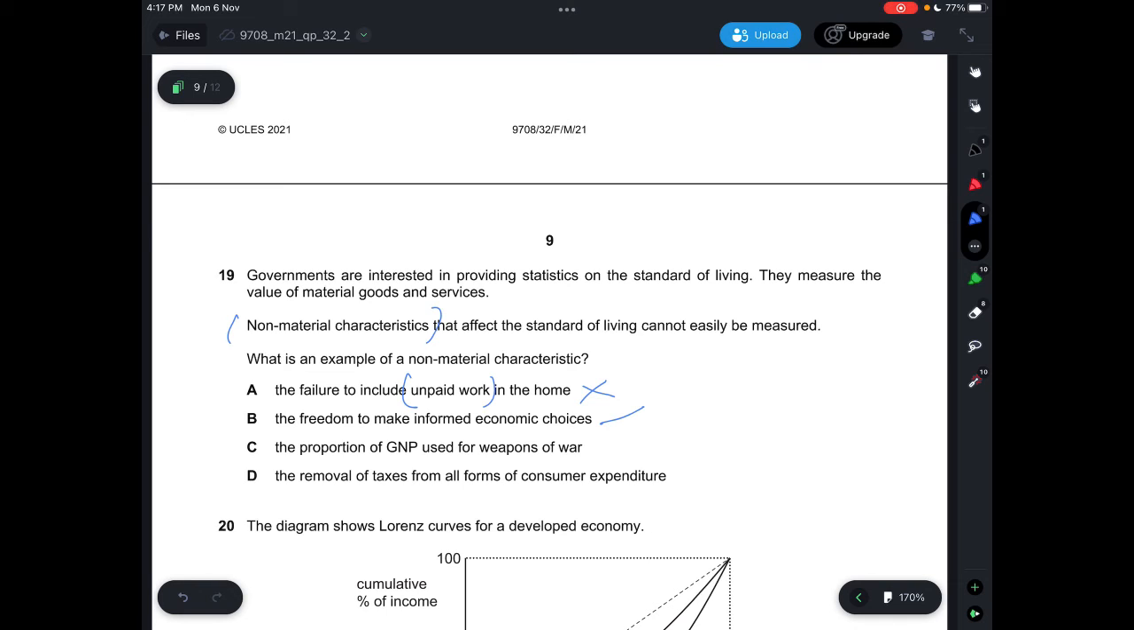C, it says the proportion of GNP used for weapons of war. This one is a physical item, so it's material characteristics, so this is not the answer. And D, it says consumer expenditure, when there's removal of taxes from all forms of consumer expenditure. This one is a material characteristic because you are removing taxes physically from all forms of consumer expenditure. So answer has to be B, the freedom to make informed economic choices, because it's not material characteristic.